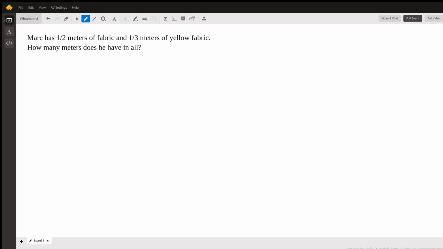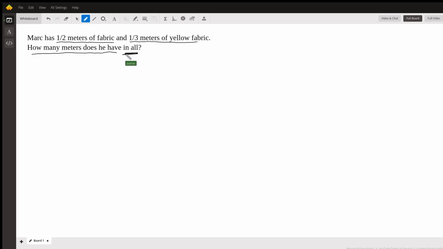So if I underline here, it says Mark has 1/2 meters of fabric, and we're not sure on the color, but we know he has that fabric. And then he has 1/3 meters of yellow fabric. So I'm underlining these. Those are the pieces of information we are given. And then the question that's being asked is how many meters does he have? And it says in all.